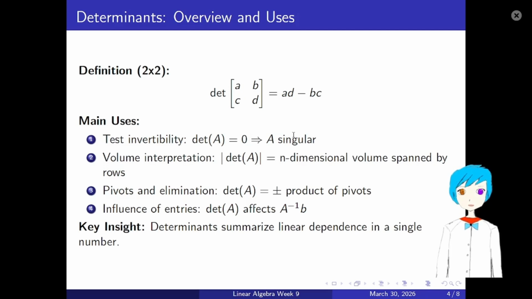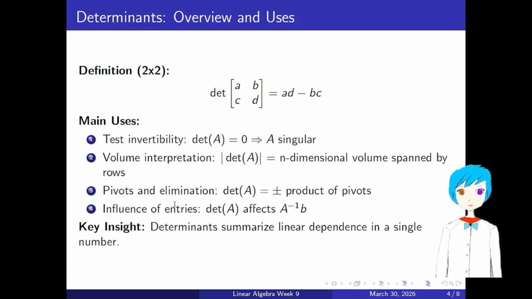In the next chapter, we introduce the determinants. So first of all, we formally define the determinants for 2x2 matrices. The determinant of the 2x2 matrix is ad minus bc. So if the determinant is 0, then A is singular, otherwise it's non-singular. Geometrically, the determinant of the matrix is the n-dimensional volume spanned by the rows of the matrix.